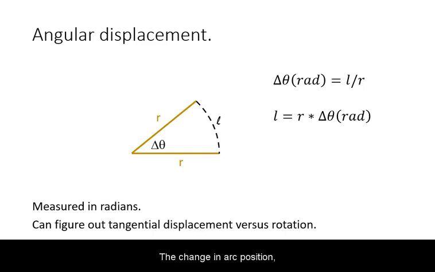The change in arc position, which will be arc displacement or path length, will be symbolized by lowercase l. The change in angular position is delta theta.